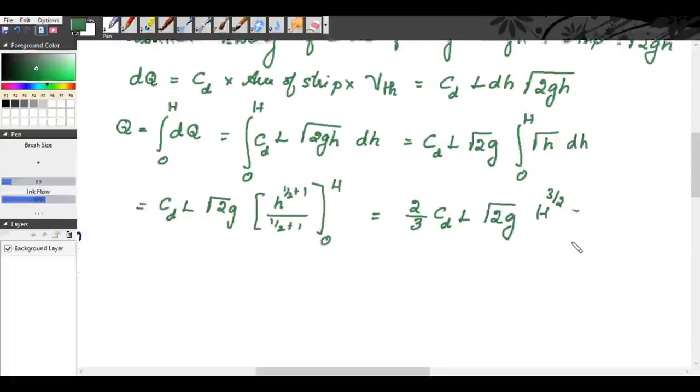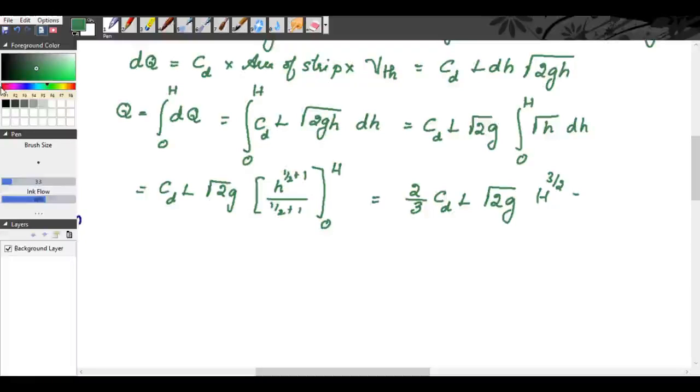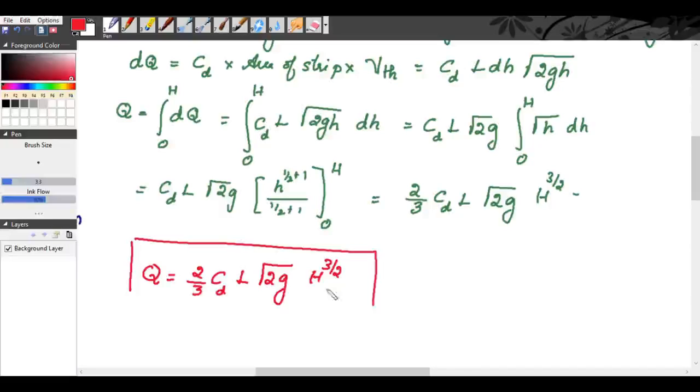So this is the formula for discharge if the notch or weir is of rectangular section. For a rectangular notch or rectangular weir, the formula is Q is equal to 2 by 3 CD L into root of 2g into H raised to 3 by 2. Very important. CD is the coefficient of discharge, L is the length of the notch or weir, g is acceleration due to gravity, H is the head of water over the notch or over the weir.